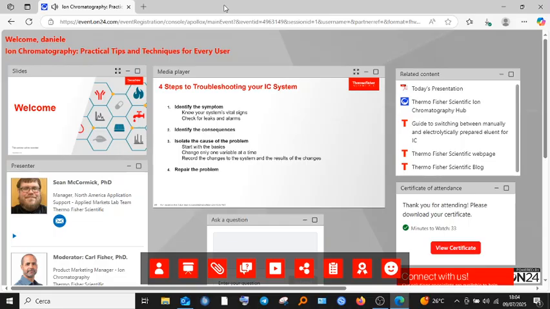The next step in troubleshooting your system is to identify the consequences. What is happening based on the symptom? For example, if you have a high back pressure, what is the consequence of a high back pressure? The back pressure on your system could affect the ability for eluent to flow and therefore affect your retention times. A bad retention time could therefore cause the processing method to not detect the peak properly and quantitate it.